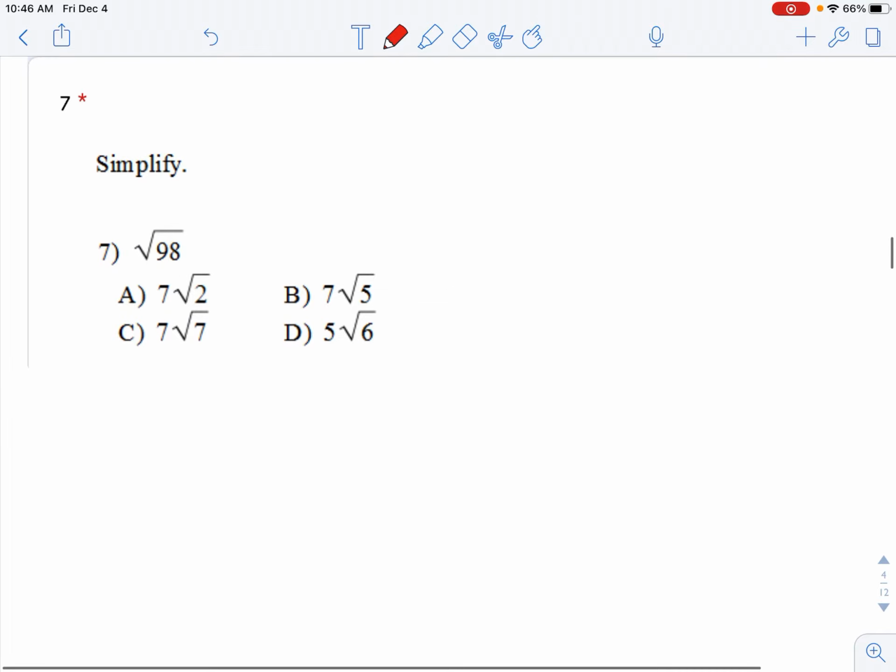Number 7, simplify the square root of 98. So 98 is not a square number. If you want to simplify it, one method is to make a factor tree. 98 is an even number. You can divide it by 2. 98 divided by 2 is 49. Grab a calculator if you need to do this math that way. 49, of course, is 7 times 7.